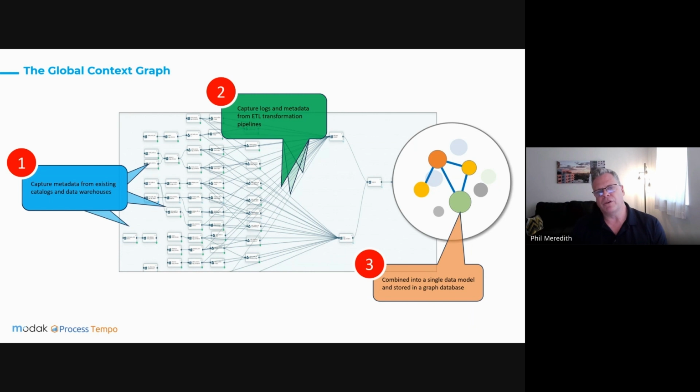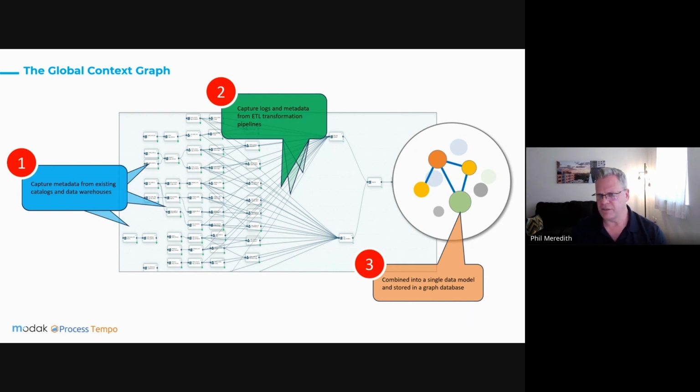The other thing we want to do is capture the transformation logs or the ETL pipelines that transform this data and move it from one place to another, because that is going to provide us a great deal of information about data lineage. It's also going to help us understand when that data was last transformed, how fresh it is. And lastly, we need a central place to store all this data. So this is where the graph database comes in. We want to take all of these different moving parts and put them into a graph.